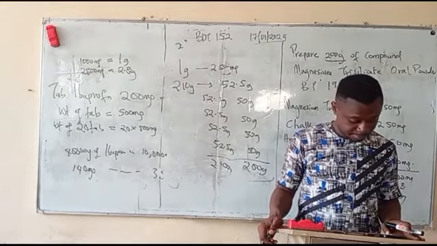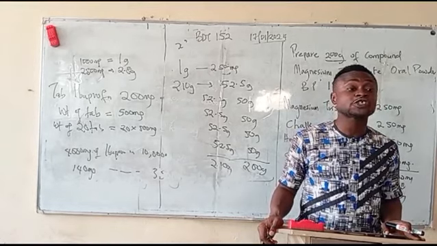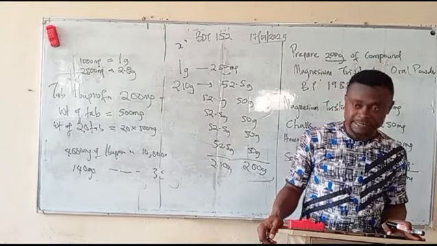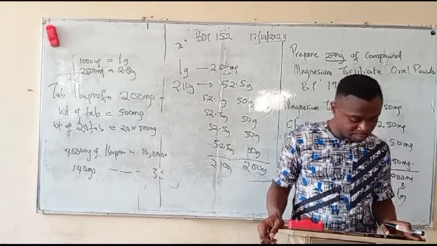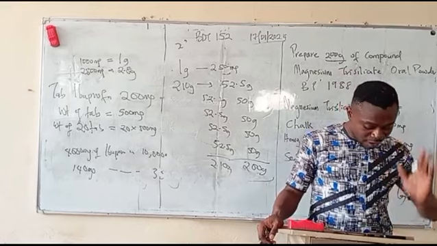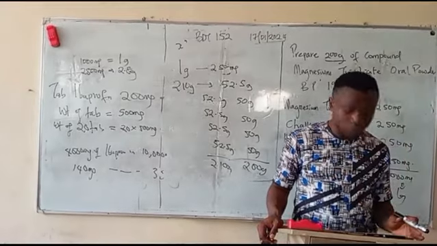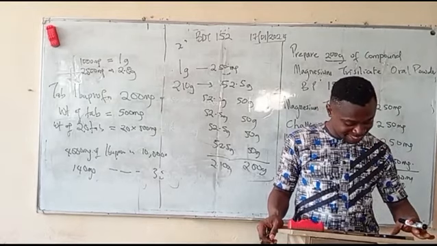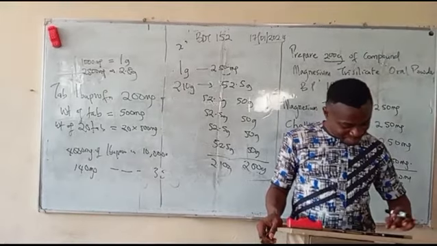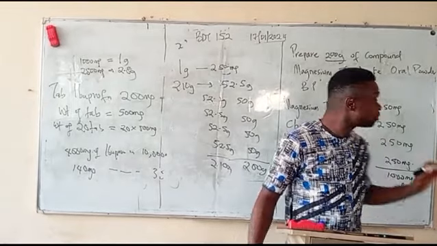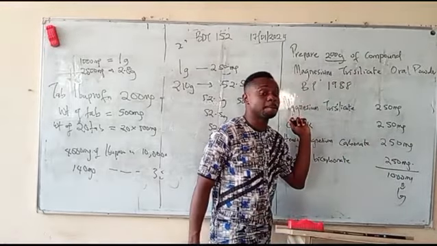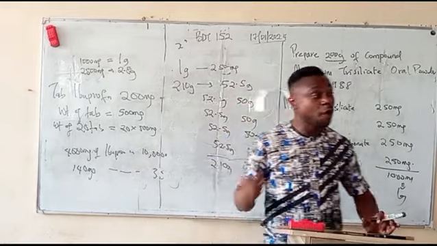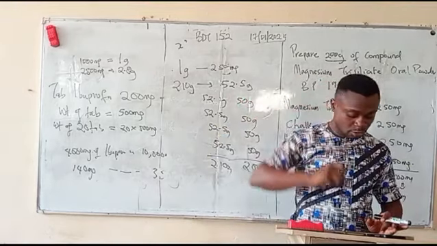Are we together? For storage, you should also store in a cool, dry place. Then the shelf life, 2 to 4 weeks. Make this one 4 weeks. Okay? Okay, sir, 4 weeks is reasonable. So this is for bulk powder for internal use.